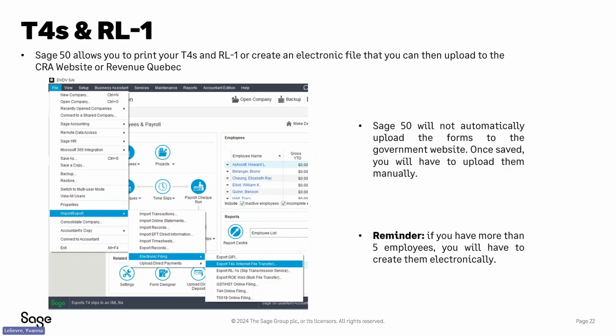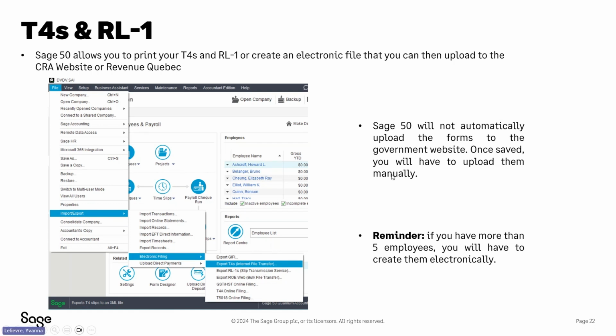Sage 50 allows you to both print or create an electronic file for the T4s and the Relevé 1, and then you would have to upload those electronic files manually to the CRA website or to Revenu Québec. The way to create the electronic files is by going in the software under File, Import/Export, Electronic Filing, and export T4s or export Relevé 1 slips.